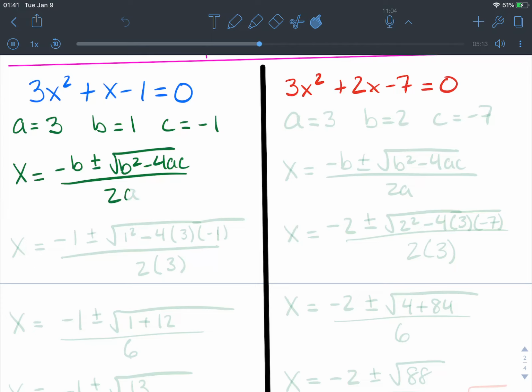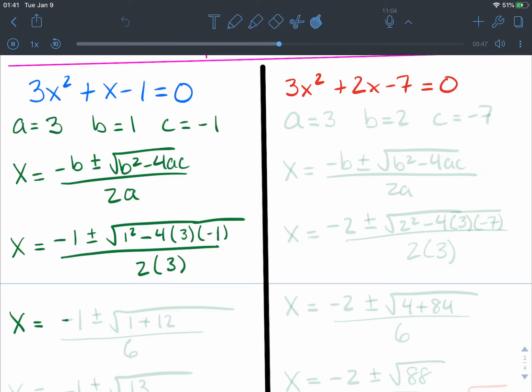x equals negative b plus or minus the square root of b squared minus 4ac, all over 2a. So we want to plug in all of our values. The first thing we have is a negative, and b is 1, plus or minus the square root. B is 1, so we're going to do 1 squared minus 4 times a, which is 3, times c, which is -1, all over 2 times a, 2 times 3.